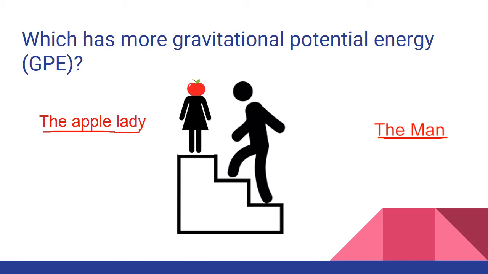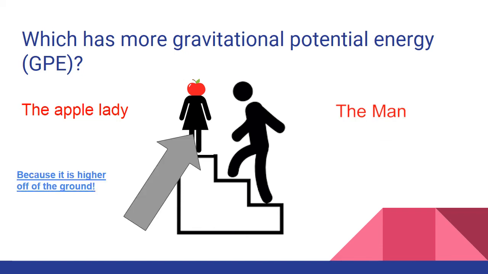But we want to know which has more gravitational potential energy. The answer is the apple lady. Since she is higher up off of the ground, she is going to have more potential energy.